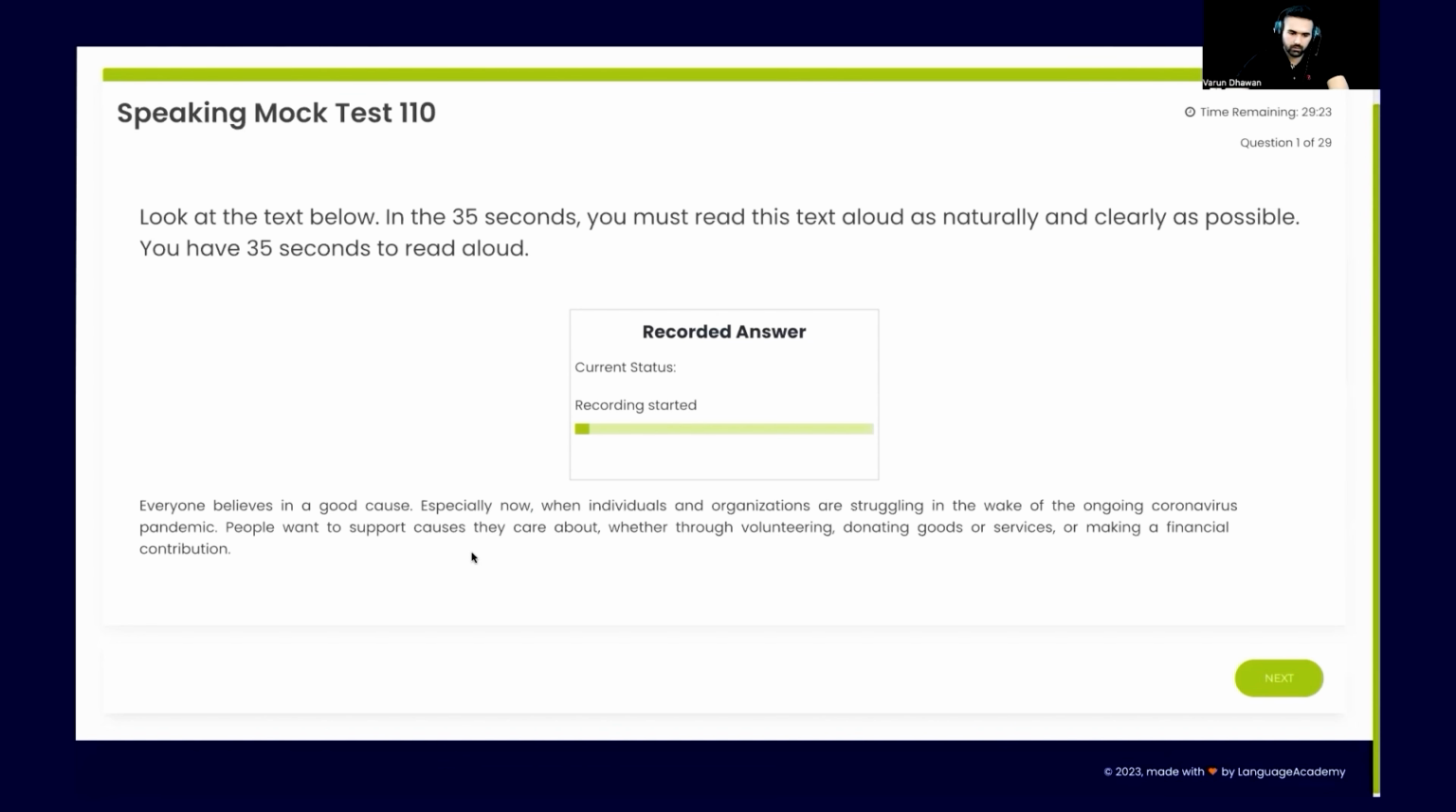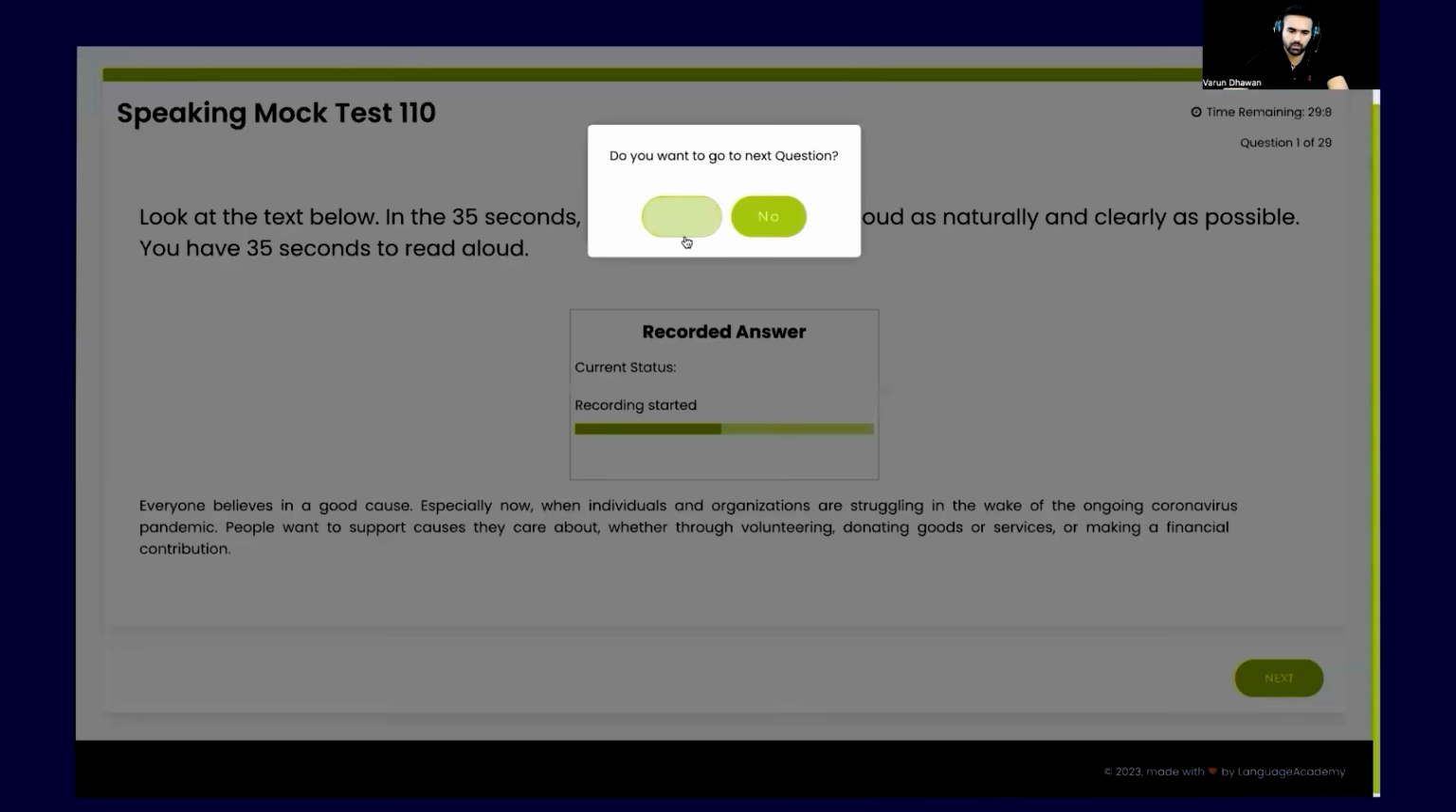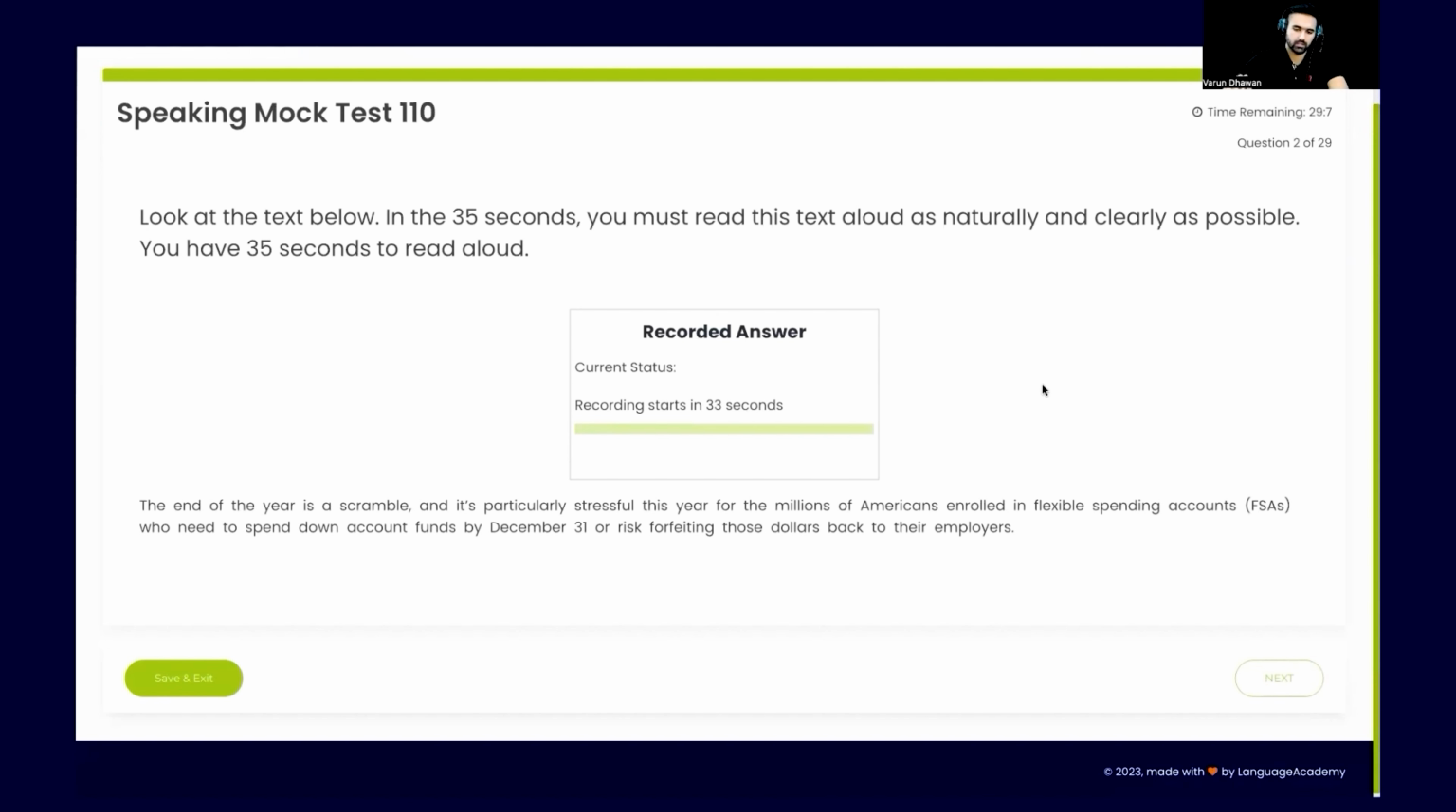Everyone believes in a good cause, especially now when individuals and organizations are struggling in the wake of the ongoing coronavirus pandemic. People want to support causes they care about, whether through volunteering, donating goods or services, or making a financial contribution. Don't rush, take it easy. As soon as you finish, click the next button.